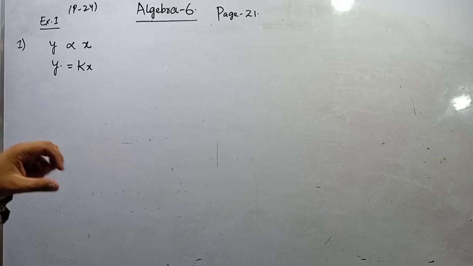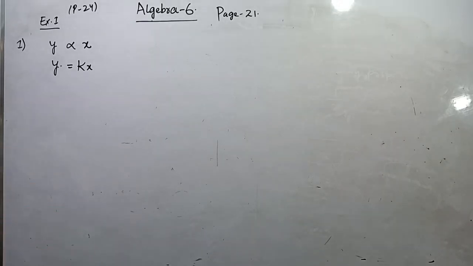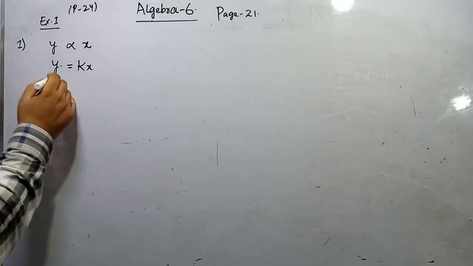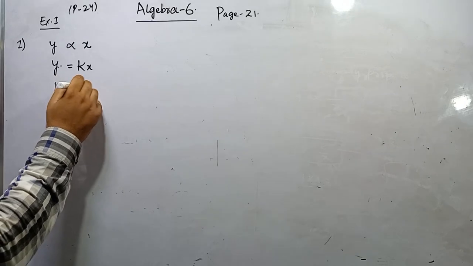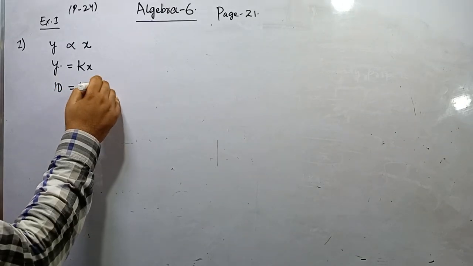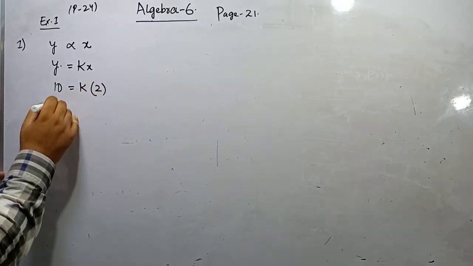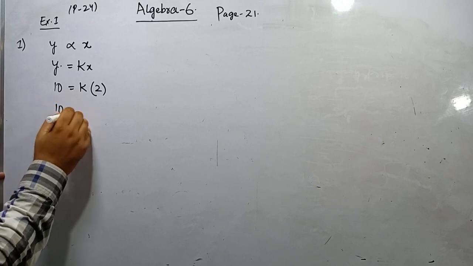Now the first line says y is equal to 10 when x is equal to 2. That means we will do the substitution. We will substitute the values: y is equal to 10 and x is equal to 2, k is there only. Then it's 10 divided by 2 is equal to k.